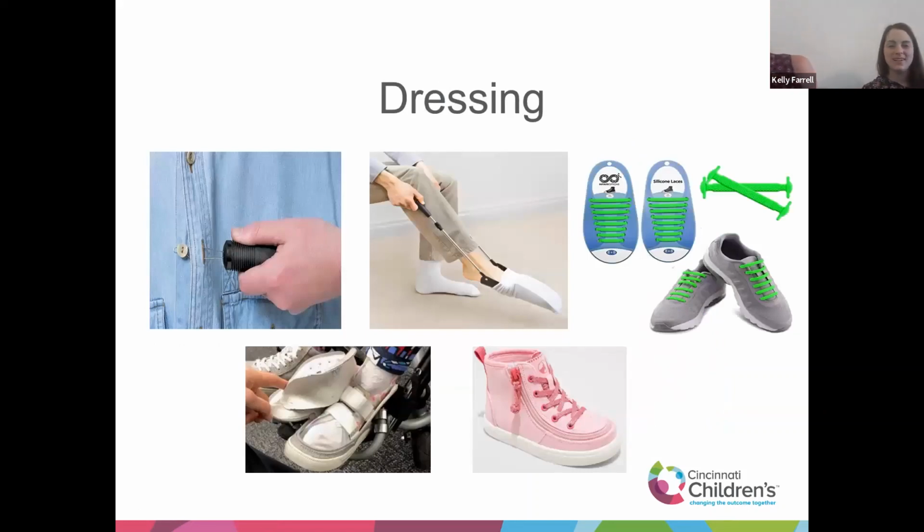So dressing, again, I feel like people have gotten so creative with adaptive equipment to use with our patients, and there are so many options. The first one on the left is a button hook, allowing them to hook on the button and slide it through. Great for decreased fine motor skills or if there's one side of their body that's affected. There are also magnetic buttons, so you have that option as well.